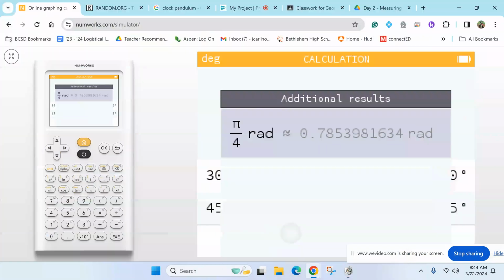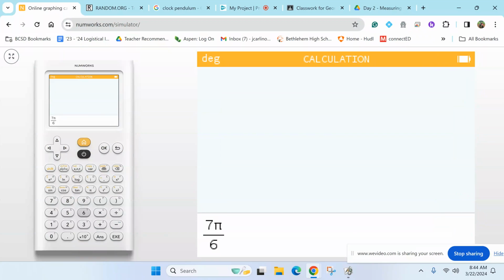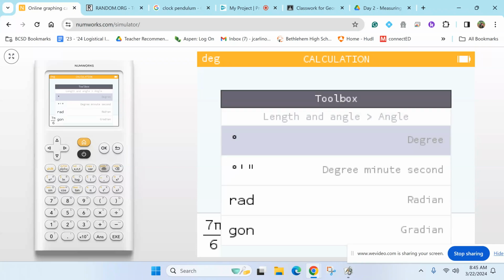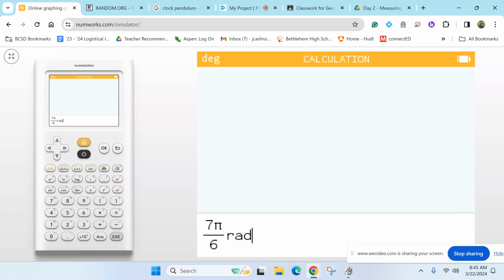Let's go slow. Let me clear this out so we can all see. So I'm going to put in 7 pi over 6. But to your calculator, that's just 7 pi over 6. It doesn't assume it's radians unless we put radians next to it. So how do I tell the calculator this is radians? Toolbox. Go down to RAD for radian. So you tell the calculator it's in radians.